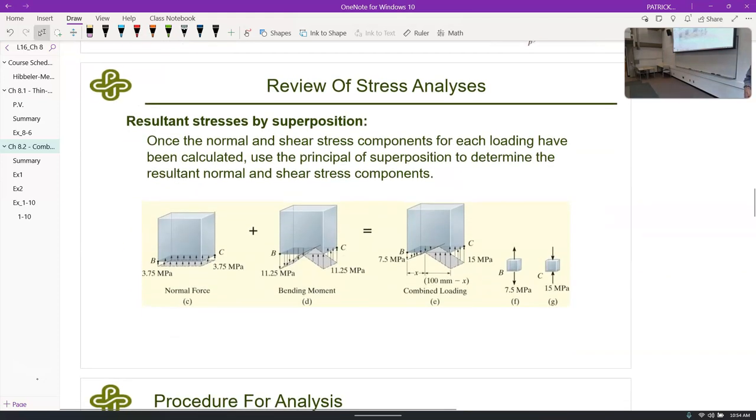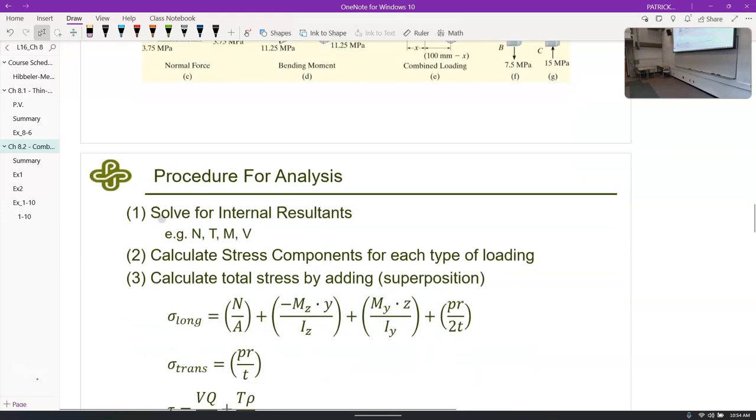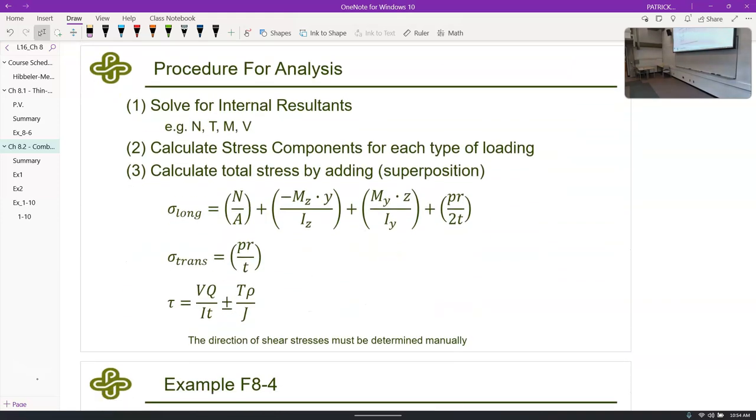So we've got those isolated cases, and we just break them down piecemeal, analyze them each one by one, and add them together at the end. And we add together like with like. So the basic procedure is just solve for those internal resultants, and calculate the stress of the individual components like we've done in chapter 4, chapter 5, chapter 6, chapter 7.